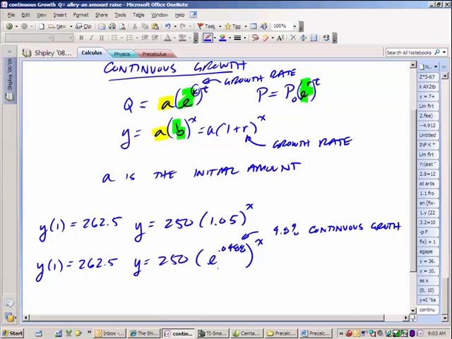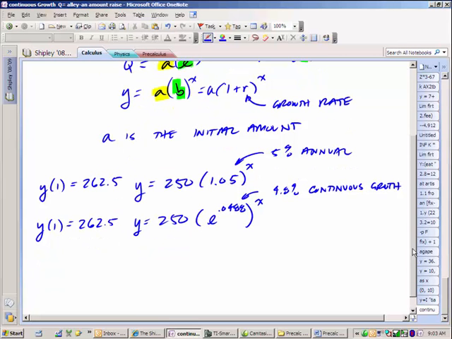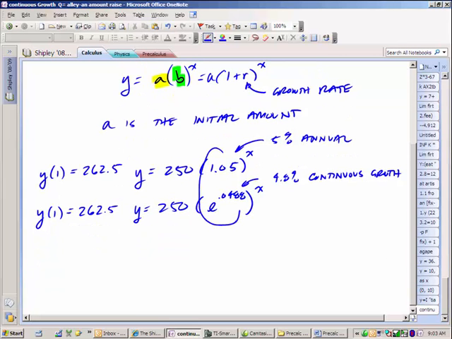So I want to show you that these actually say the same thing. In other words, Dan said that 5% annual growth rate would yield 262.5, and Maureen's 4.8% continuous growth rate yields 262.5. These say exactly the same thing. One just says it continuous growth, and the other says annual growth. And as a matter of fact, here's the link between the two.